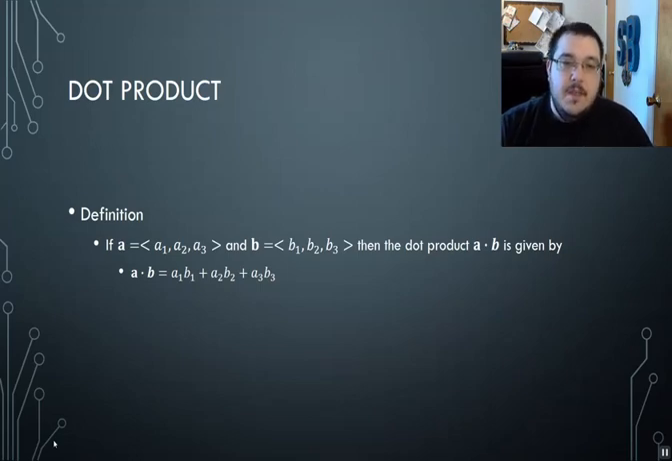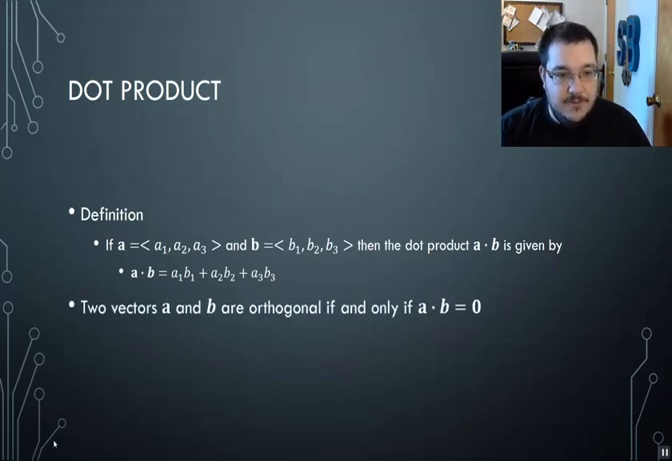Now, this works in multiple dimensions beyond just 3. So 2 dimensions it works. 1 dimension, it's just the standard multiplication. And then 4 dimensions, 5 dimensions, it does not matter how many dimensions, it works, as long as they are both the same dimension. So you can't have A be in 3 dimensions and B in 4 dimensions and do a dot product. It will not work.